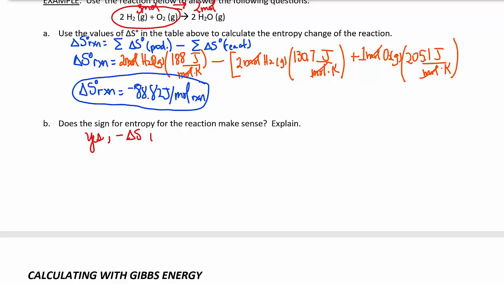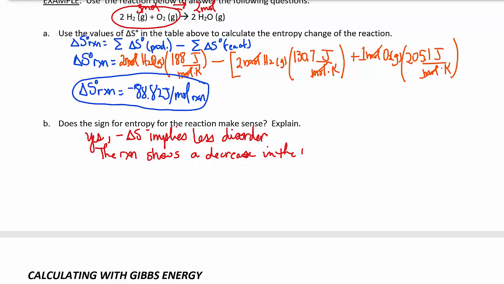Negative delta S implies less disorder. The reaction shows a decrease in the number of moles. Therefore, disorder is decreasing.